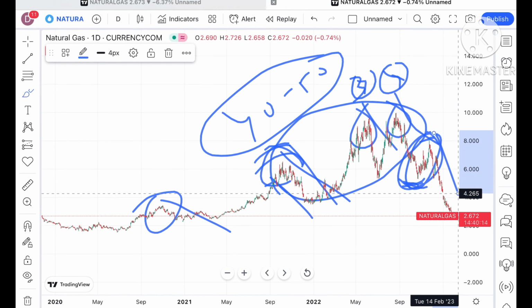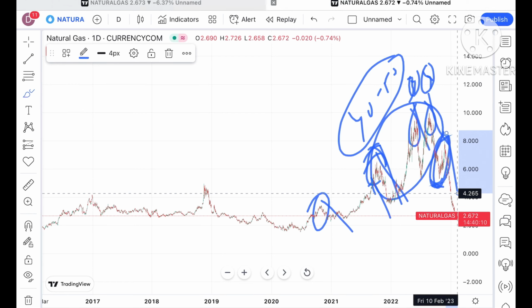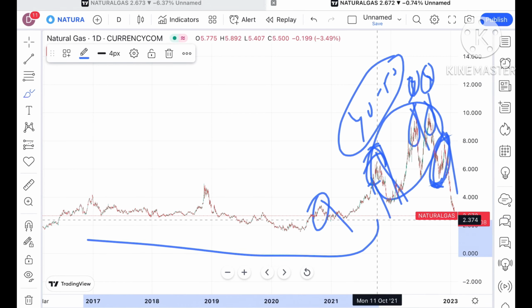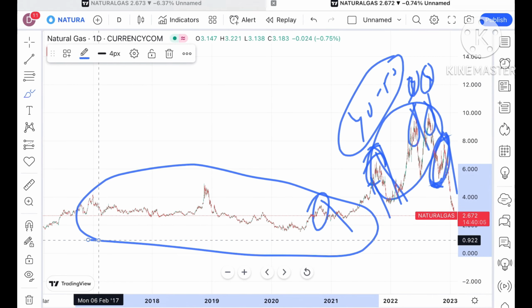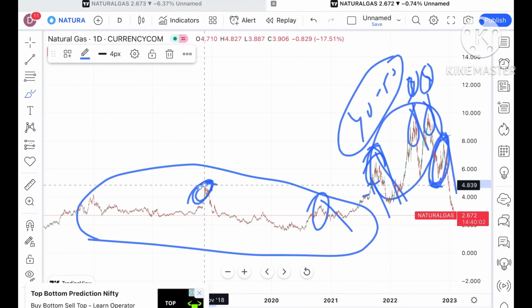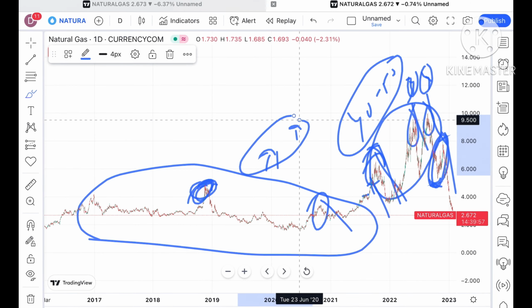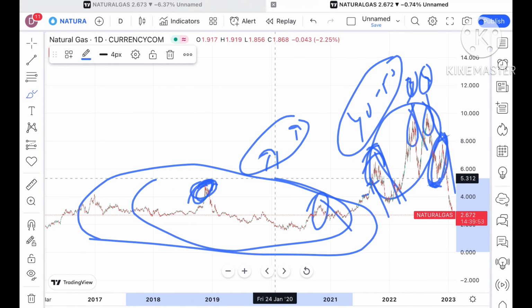Why I'm explaining how natural gas has moved previously is because this is a level which has not been touched for so long. Whenever it goes above this particular zone, that is where it has moved upside, and only then have we seen the price of natural gas move so much. Now it is coming again to this particular zone.